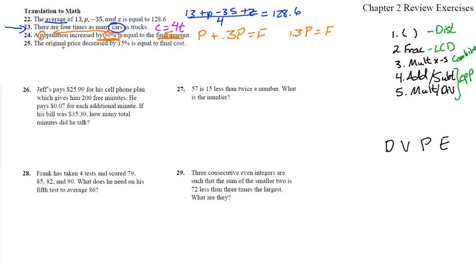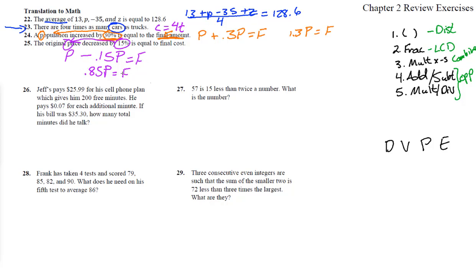All right, number 25. The original price, there we go, that's our variable right there, P, decreased by 15%, 0.15 of the original price, is equal to the final cost. You'll notice these are the formulas from those word problems that we're going to do in a bit. The percent changes, and so that's 0.85p. You could write the first one, or you could just write the second one. Both of them are acceptable answers. Good, so these are the translation problems.